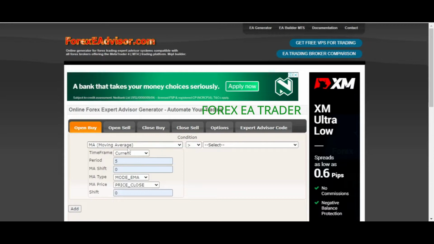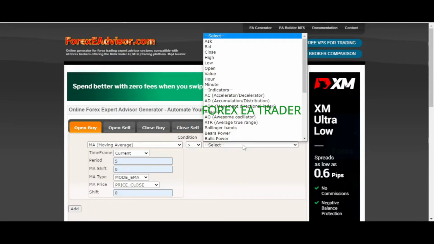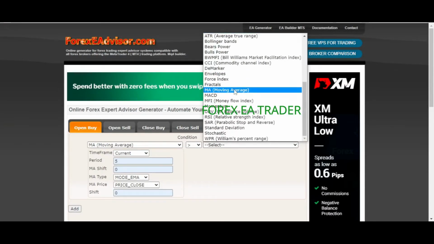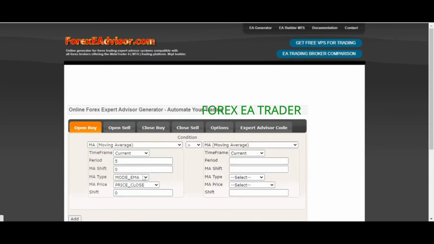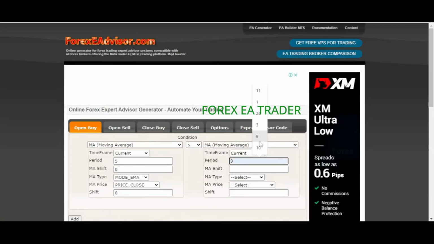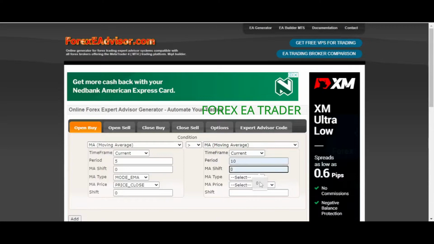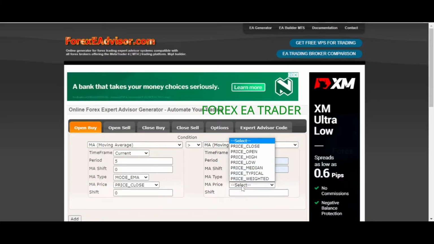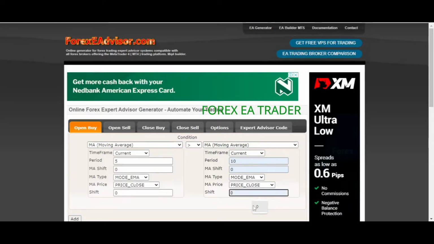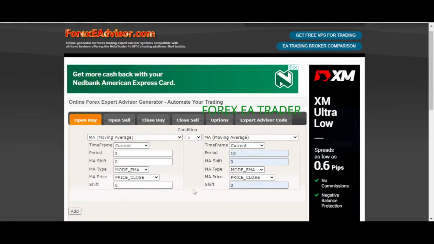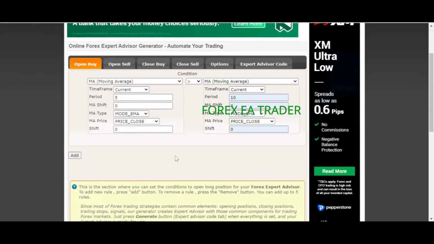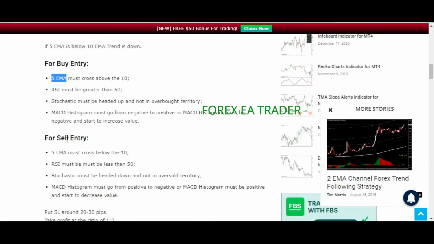So for the buy, the 5 needs to be above the 10 moving average. We're just going to do the same thing there. It needs to be above 10. Shift, we're going to use 0, and it needs to be EMA. If I'm moving too fast, I apologize. I don't want this video to be too long. Just follow along and rewind if you're not able to see anything. So that's the first condition.